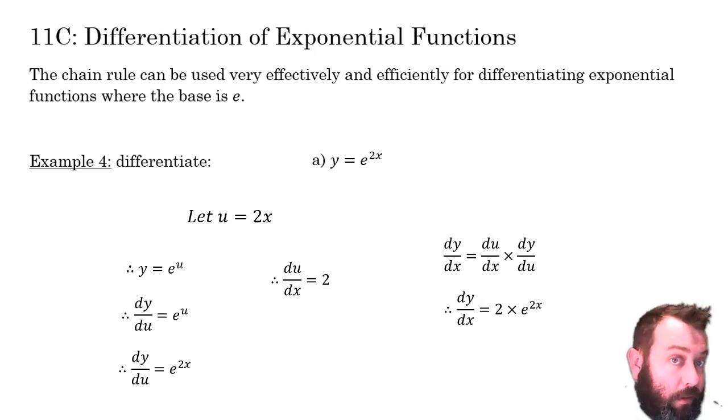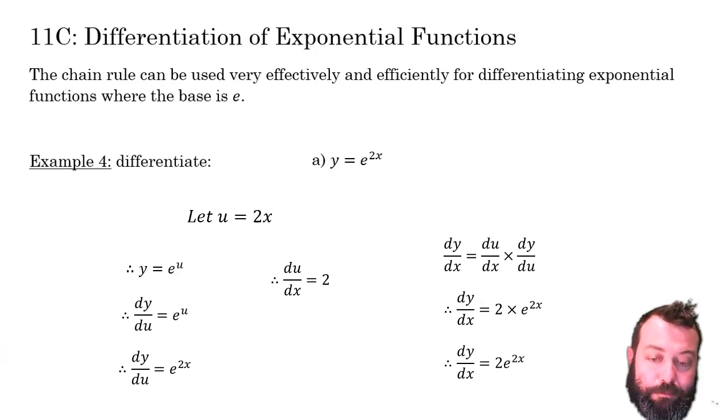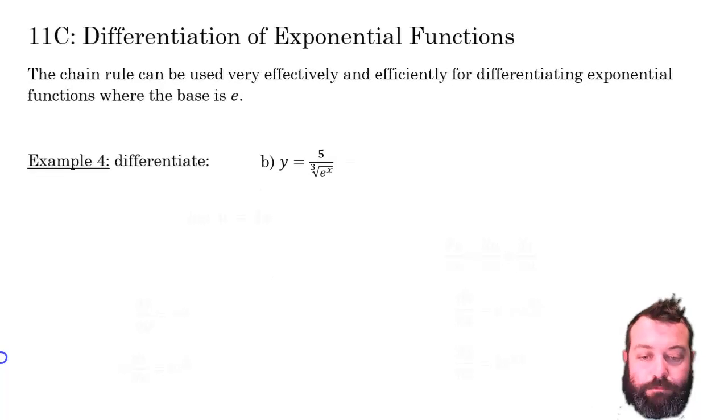Now I'll tell you this, and this is going to work for us generally: the derivative of an exponential function is the derivative of the exponent multiplied by the original function, or the function multiplied by the derivative of the exponent. Alright, 2e to the 2x.